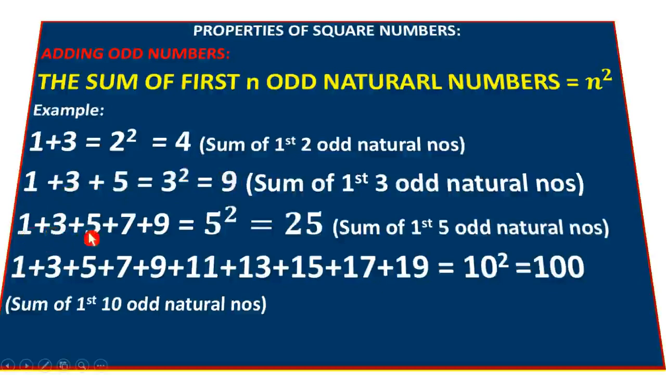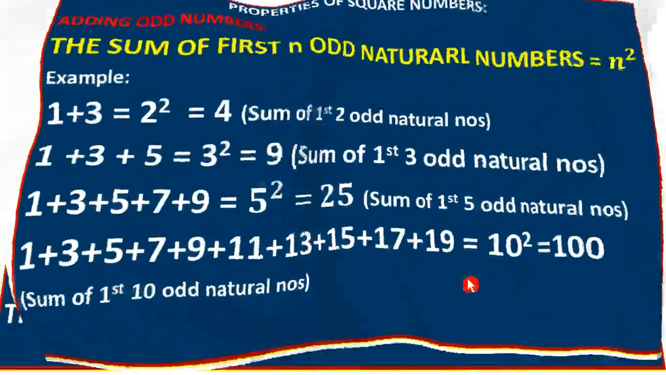Like that, you have 1 plus 3 plus 5 plus 7 plus 9. How many odd numbers are here? 5 odd numbers, so 5 square equal to 25, the sum of the first 5 odd natural numbers. Then 1 plus 3 plus 5 plus 7 plus 9 plus 11 plus 13 plus 15 plus 17 plus 19. How many odd natural numbers are there? 1, 2, 3, 4, 5, 6, 7, 8, 9, 10. 10 square equal to 100. So the sum of the first 10 odd natural numbers equals 100.